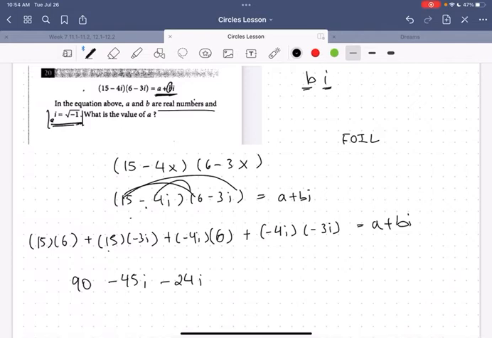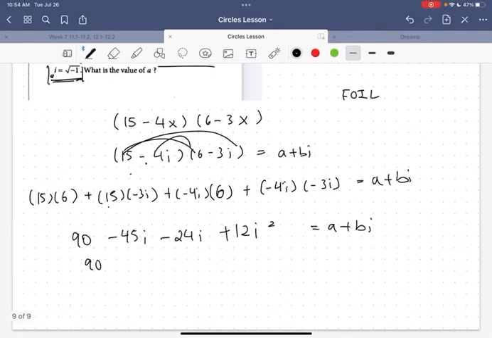-4i times -3i. Okay, let's be careful with this one. There are two negatives, so that's going to turn into a positive. 4 times 3 is 12. i times i is i squared. Okay, so you get this, equals a plus bi. Now, simplify a little bit more. You have 90 minus 69i plus 12i squared equals a plus bi.